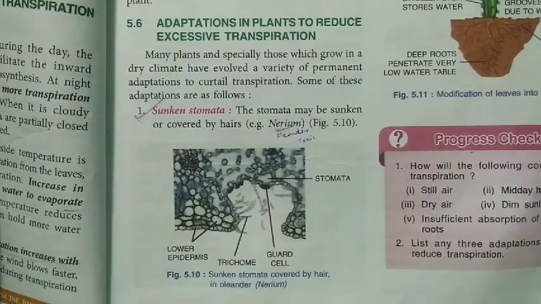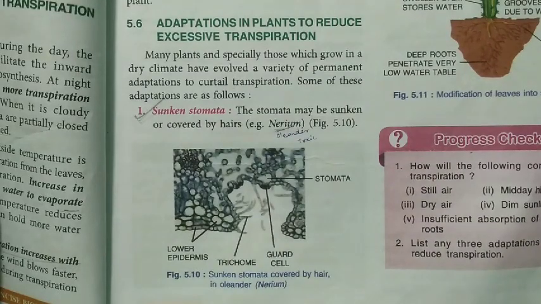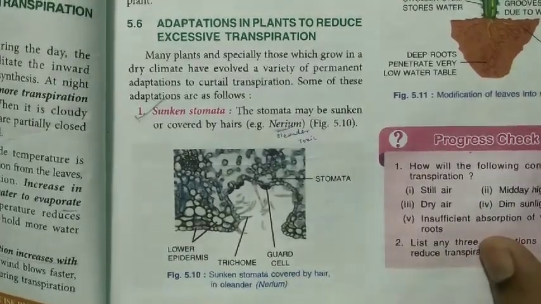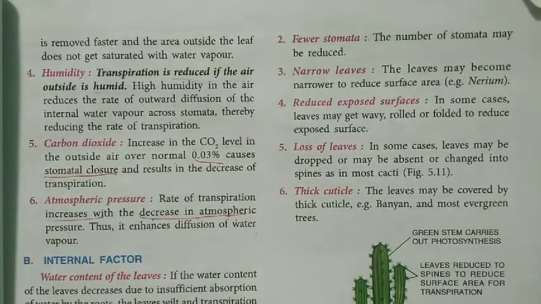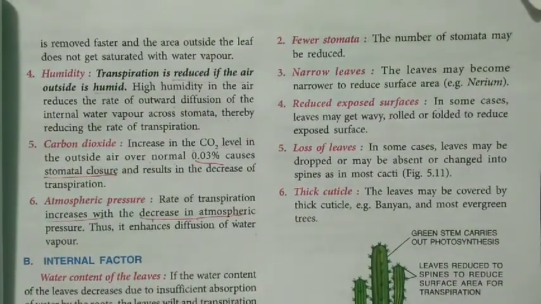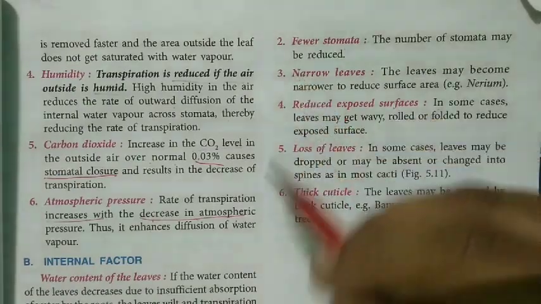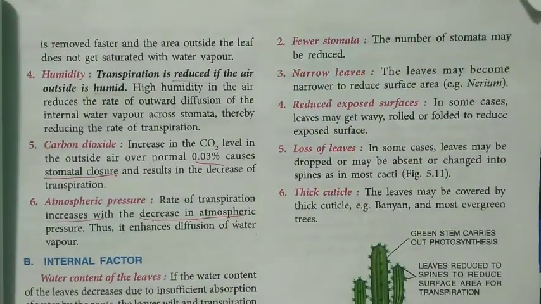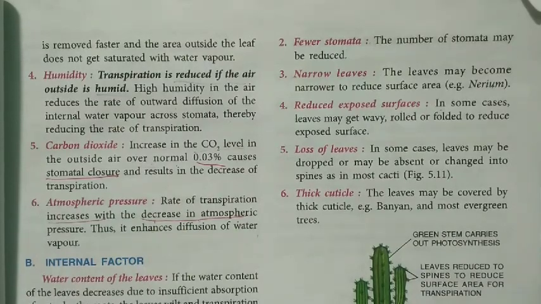Now in Nerium, the stomata are sunken. They are not like other stomata. They are sunken so that it can reduce the loss of water from the plant. The second one is fewer stomata. If the concentration of stomata is less, that means the loss of water will be lesser from the plant. Third one is narrower leaf. If the surface area is not greater, that means it will reduce the chances of transpiration.